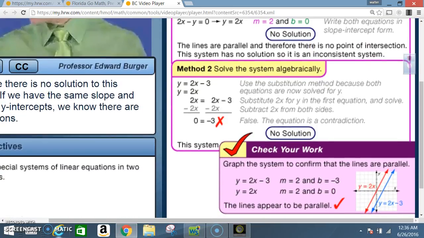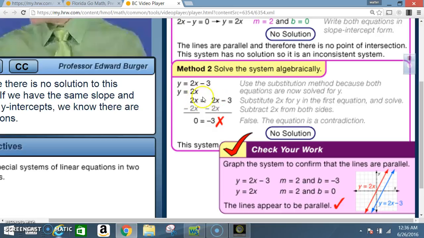Method 2, we solve the system algebraically. We learned this also. And we use the substitution method. Here we have y is equal to 2x minus 3 and y is equal to 2x. Notice y equals, y equals. That means we can set both of the y's equal to each other. So one of the y's was 2x and the other y was 2x minus 3. Now we're going to try to solve for x.